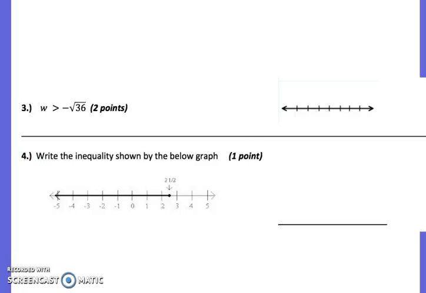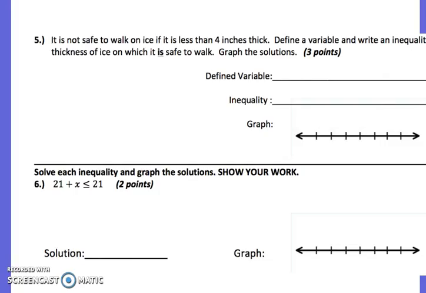Number 6, solve each inequality and graph the solution. So for number 6, you just have to subtract 21. And it's okay to get an answer of x is less than or equal to 0. Put it on your line. And then I did negative 1, skip a line, 0, skip a line, 1. It's a closed dot on 0, and everything less than 0 is to the left.